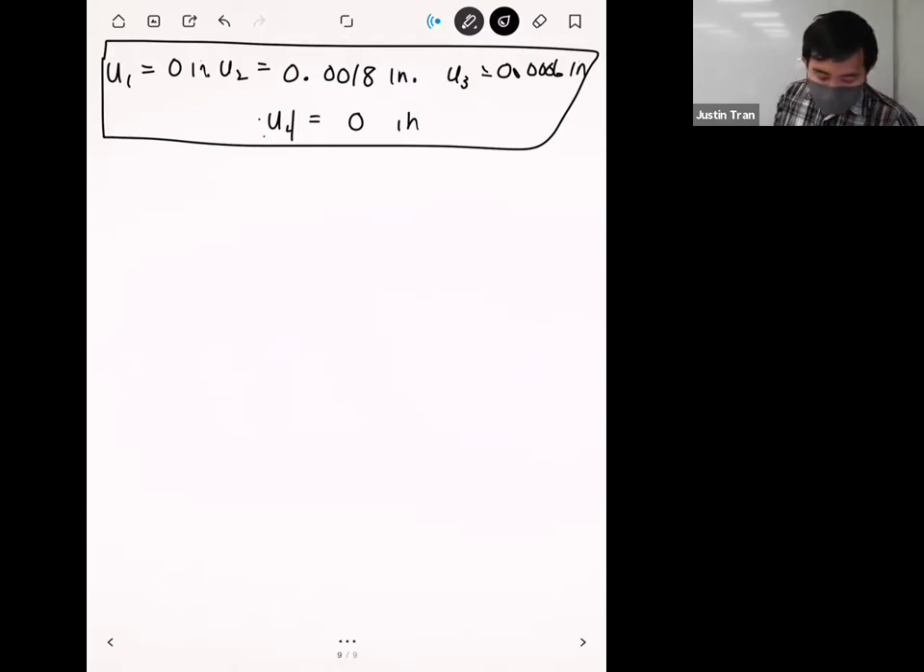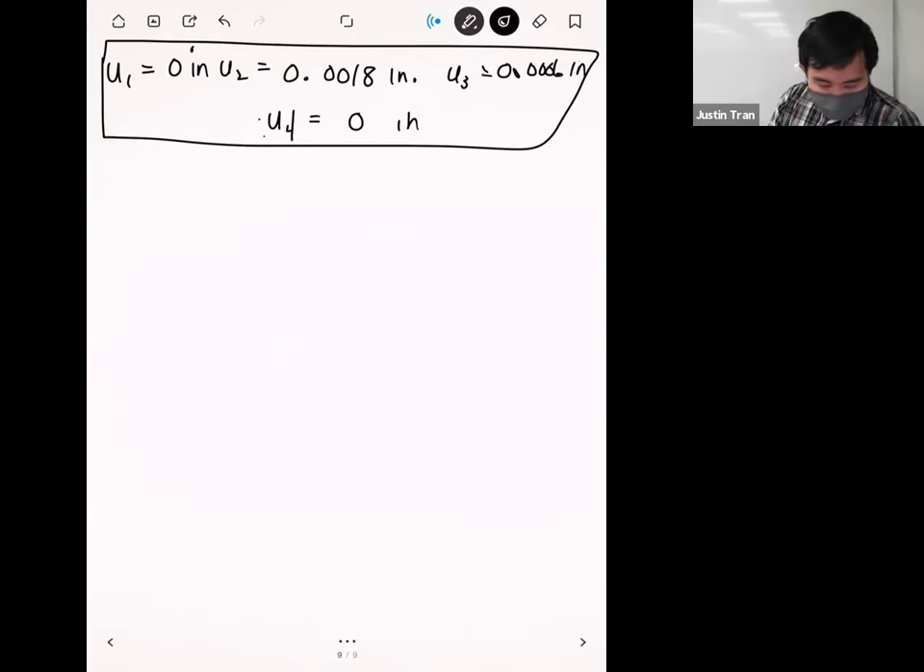And there is our solution. What this solution says is that node 2 is going to deform the most. Node 2 is going to deform to the right with a magnitude of 0.0018 inches. Not that much, but it is measurable. And then node 3 is going to displace to the right with a magnitude of 0.0006 inches.